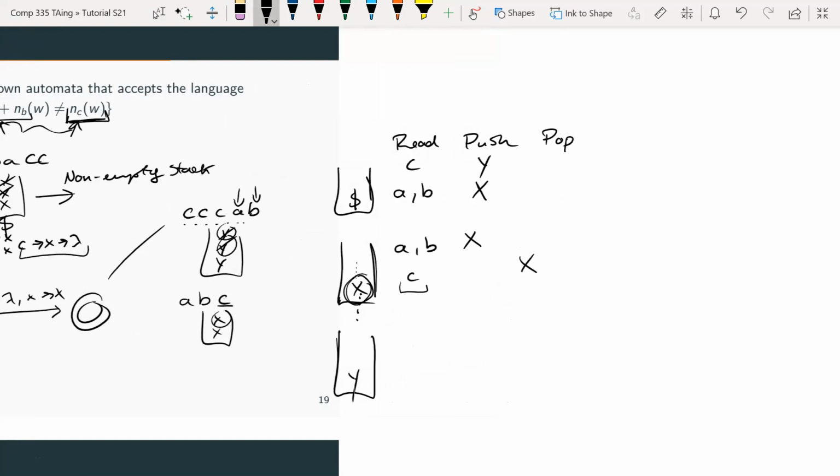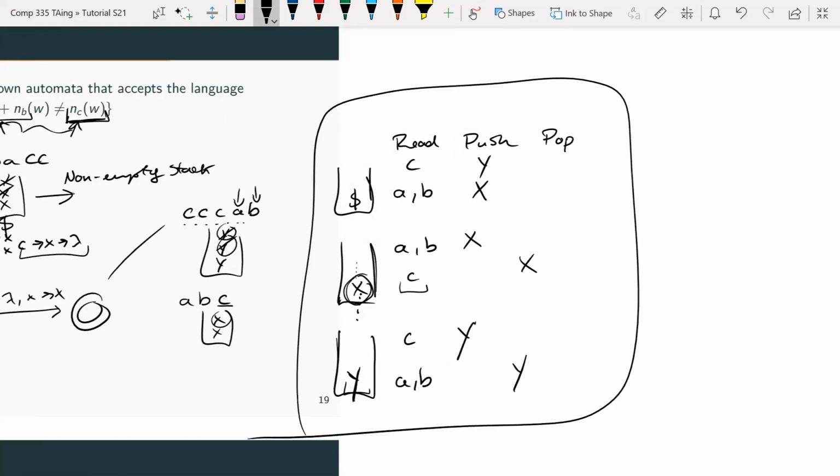And then the same thing for the other way. So if you have a Y and you're reading a C, then you're going to push another Y. If instead you have an A or a B and you have a Y, then you're going to pop a Y. Okay. So hopefully it's clear why you're doing this. And hopefully it's clear that because there's only 3 possibilities, right? You can only have the $ sign, an X or a Y at the top of your stack. Then this is exhaustive. Okay.